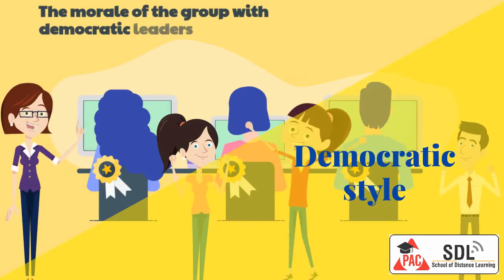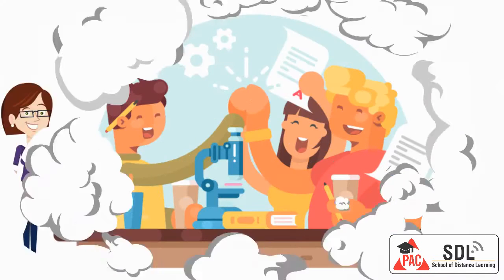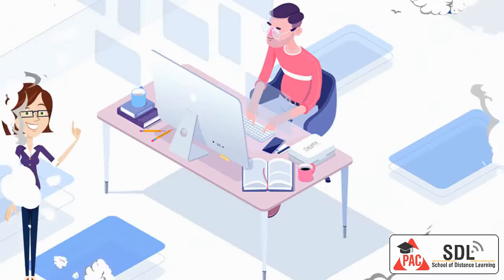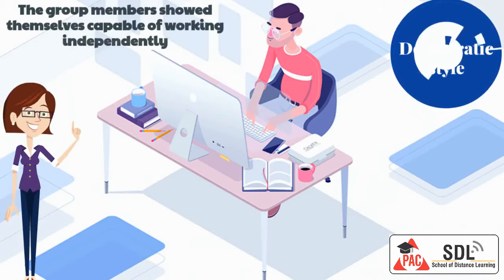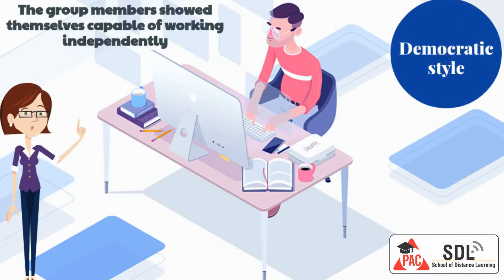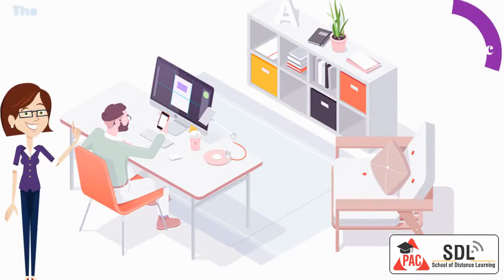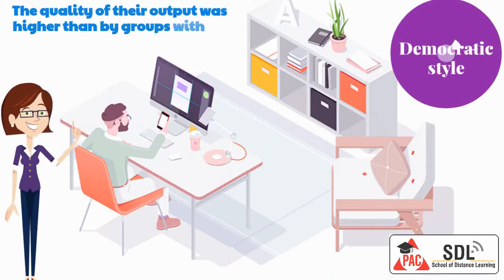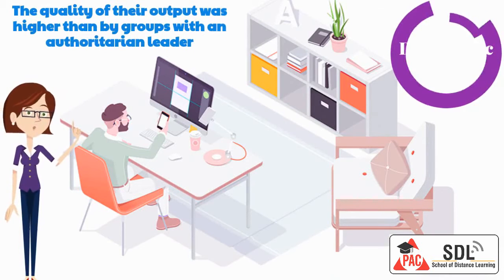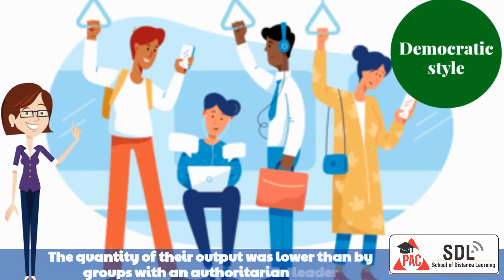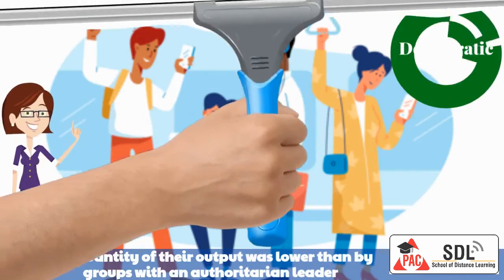The morale of the group with democratic leaders was high. Relationships between members and the leader were friendly. The group members showed themselves capable of working independently. There was a reasonable amount of originality in the work done. The quality of their output was higher than by groups with an authoritarian leader. The quantity of their output was lower than for groups with an authoritarian leader.